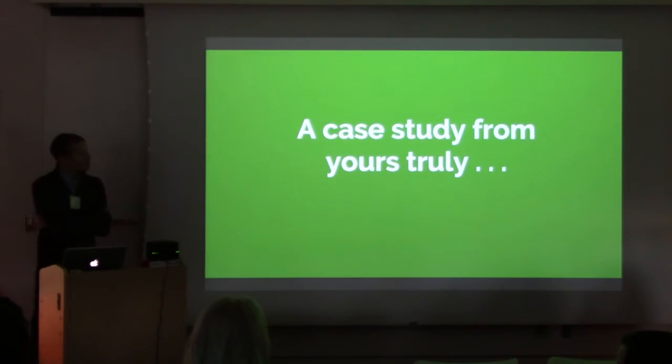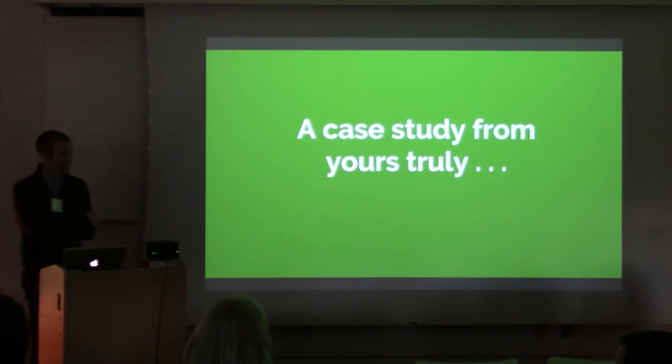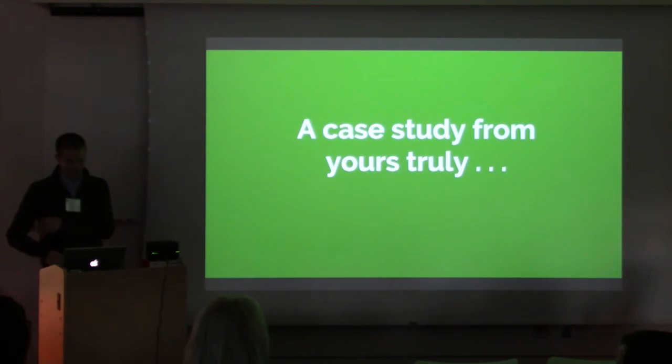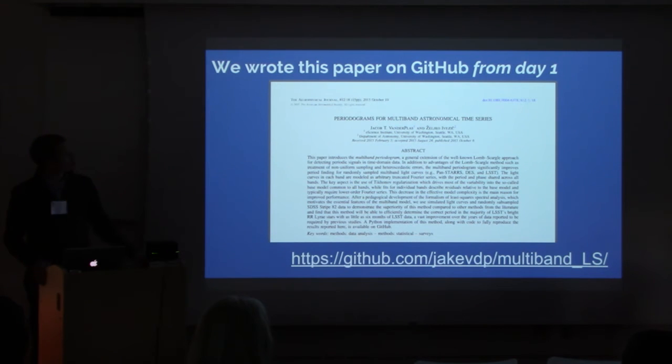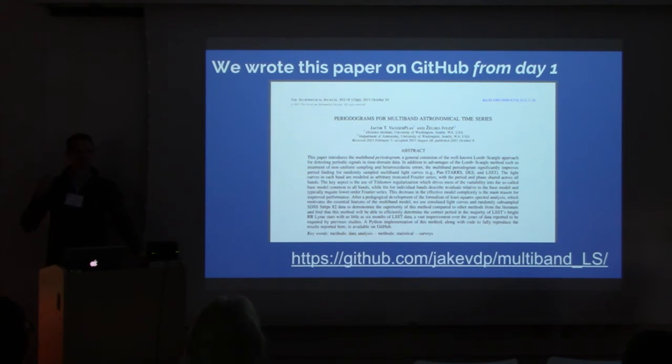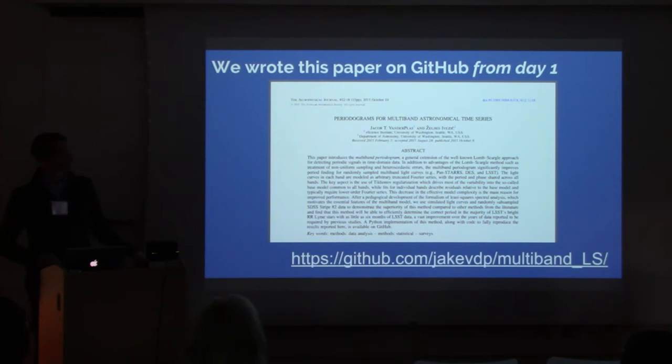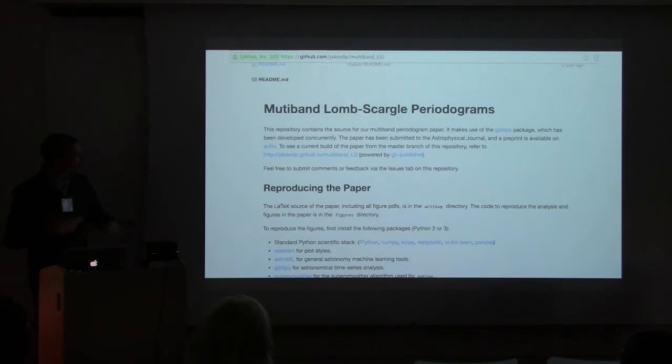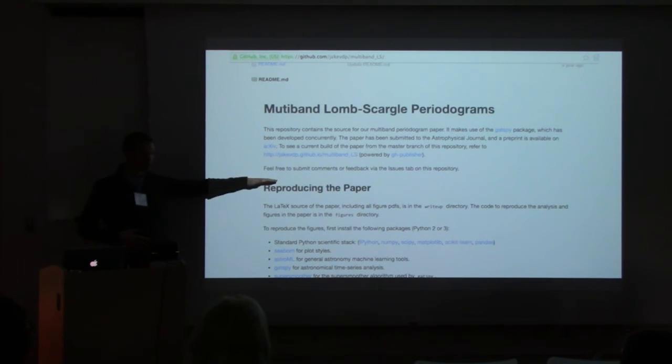And I want to give you a little case study on this. I actually did this with my most recent paper this past summer. We wrote this paper, and it was on GitHub in the public on day one. This was a paper exploring an extension of the Lomb-Scargle periodogram to multiband data, and you can look at that URL and see what's there. And if you click there, you see this is our GitHub repository. We have steps for reproducing the paper from scratch. We have steps for building the paper.